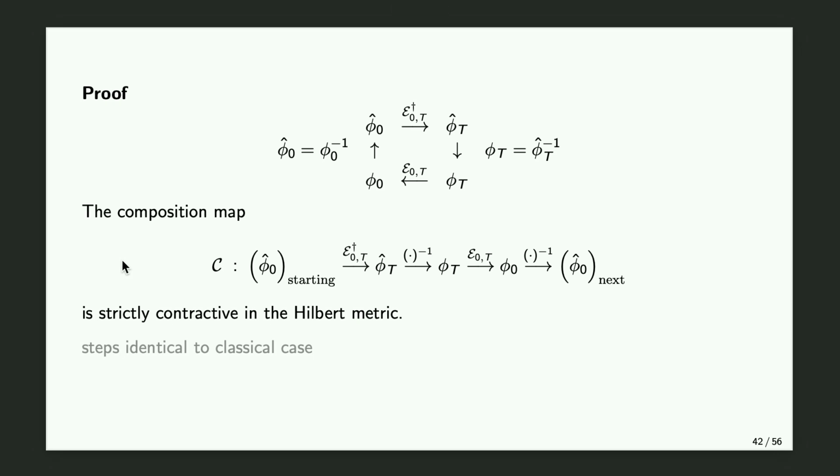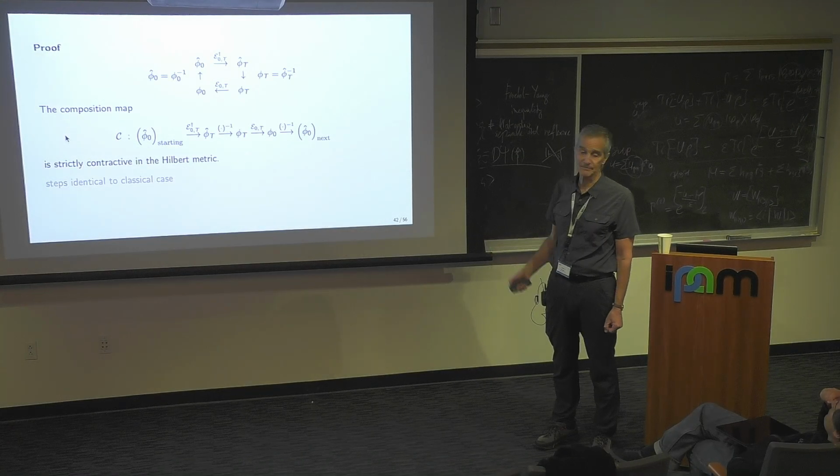And the proof is two lines. You just have the Krauss map going forward. You choose any density matrix, normalized or unnormalized, it doesn't matter. You propagate, you look how close it is to the identity, and if it's not equal to the identity, you invert it. You invert it, and then you propagate the inverse. You look how close this is to the identity. If it is not, you invert it, and you go on. And the composition is strictly contractive in the Hilbert metric.